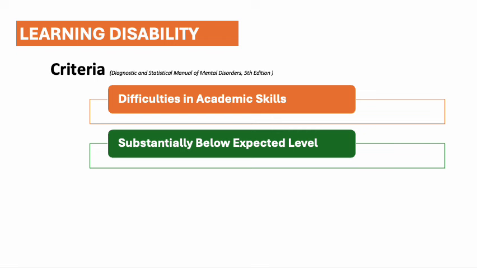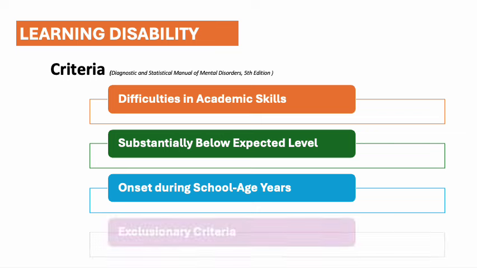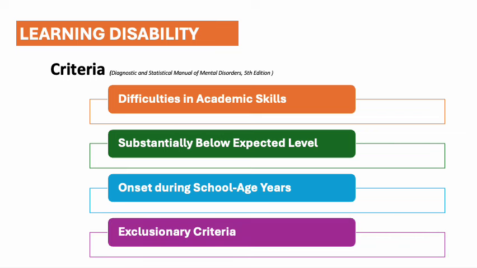Second, these skills are substantially below what's expected for their age and interfere with school, work, or daily life. This is determined through standardized tests and careful clinical assessment. Third, the difficulties begin during the school age years, though they might not be obvious until academic demands increase. And finally, the struggles cannot be explained by other factors like intellectual disability, uncorrected vision or hearing problems, neurological conditions, adverse social circumstances, language proficiency issues, or inadequate instruction. Together, these 4 criteria help professionals identify SLD accurately and ensure students get the support they truly need.